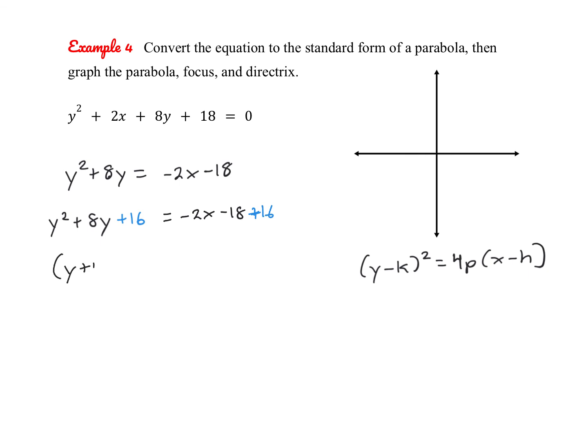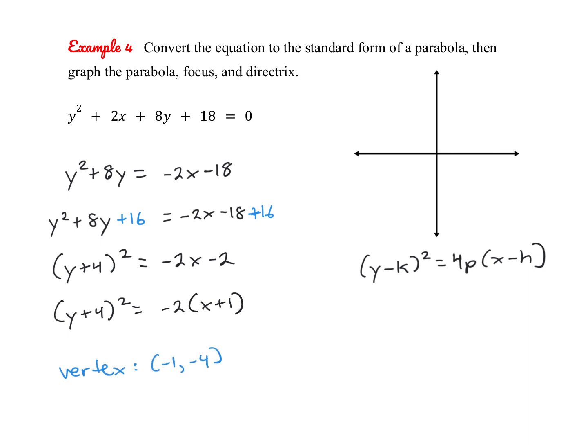So this becomes y plus 4 squared equals -2x minus 2. But again, we want this to look like this, so we should factor out that -2. And we get -2 times x plus 1. So here we can see that our vertex is at -1, -4, so we can plot that. Again, a really rough sketch. We can find our p value: 4p equals -2, so p is -1/2. That means our graph is going to open to the left, so it's going to look something like this.